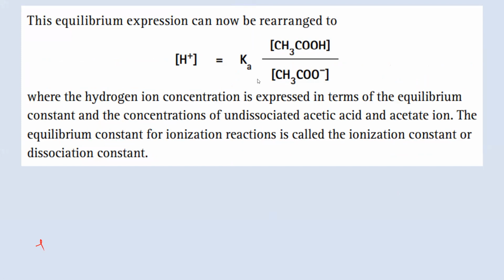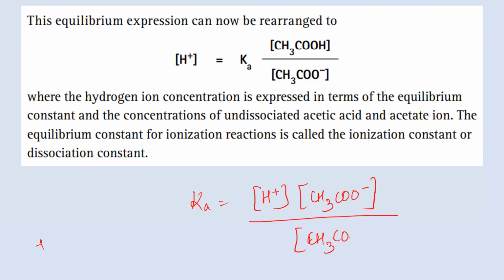This equilibrium constant can now be rearranged, so you can very well rearrange it like this also. In the previous equation you saw Ka is equal to H plus CH3COO minus divided by CH3COOH, right? So what did you do? You took the H plus on one side and rearranged the equation, and it becomes this. So the hydrogen ion concentration can now be calculated in terms of the equilibrium constant. If you know the equilibrium constant and these concentrations, then you can easily find out the concentration of the H plus ion. The equilibrium constant for ionization reactions is called the ionization constant or dissociation constant.